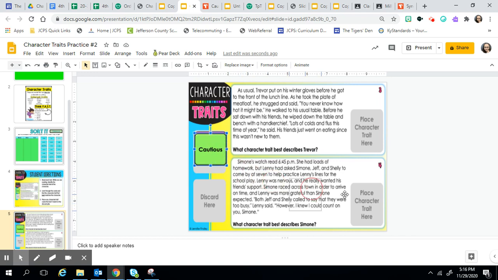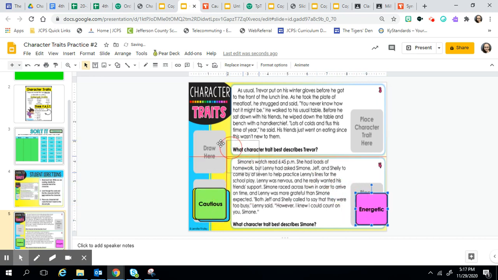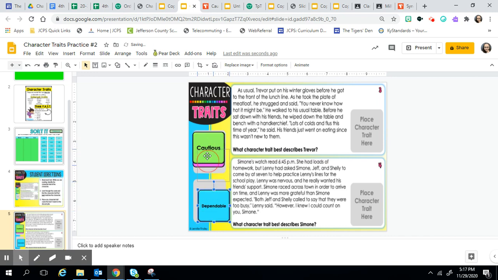Again, would it be cautious, careless, dependable, or energetic? Remember that you're going to determine their character trait based on how the character feels, acts, what the character says, and what the character's thoughts are, or what other people say about the character. So you're going to have one card here and one card here before you turn in your assignment.